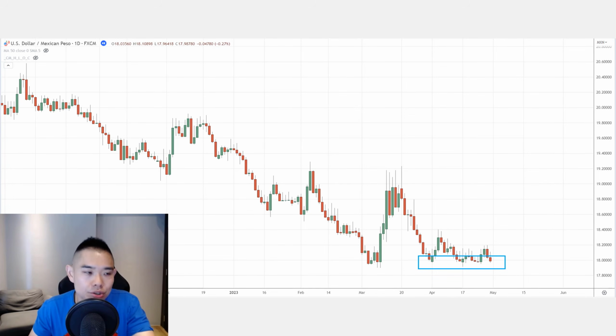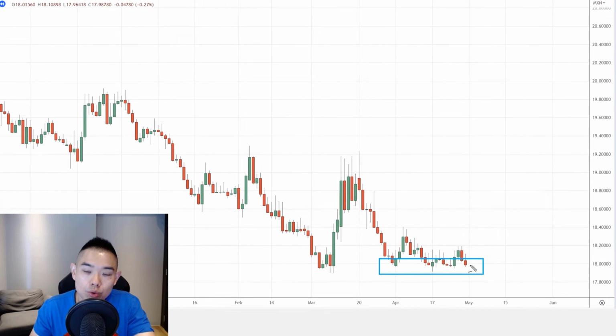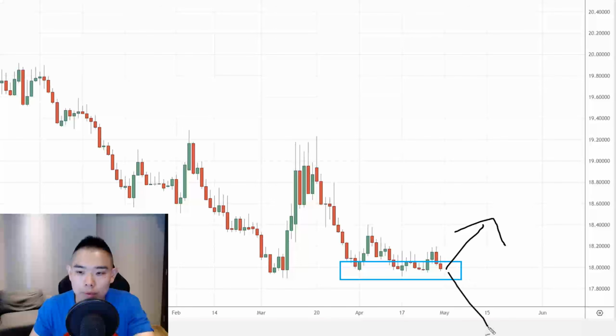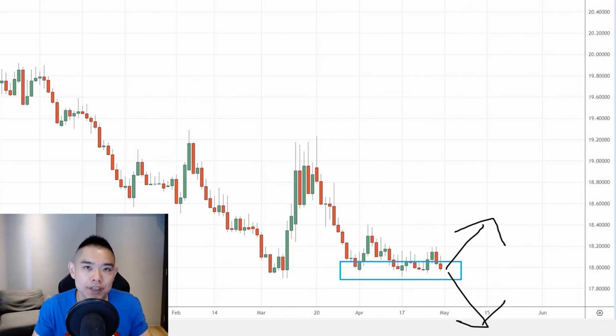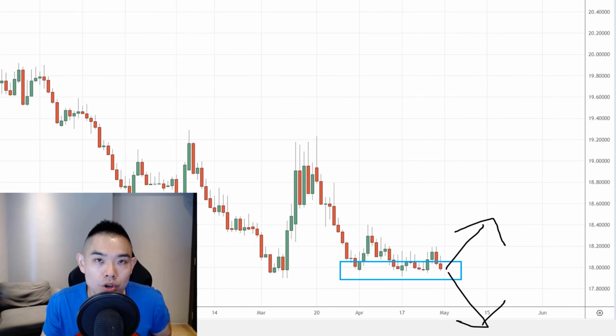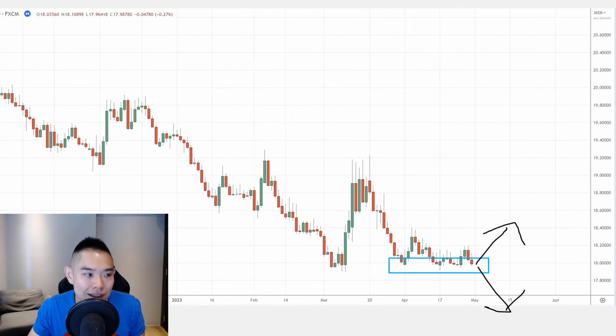So have a look at this chart over here. And let me ask you, do you think the price will reverse higher from support or will the price break down? I'll give you 5 seconds to think about this. 3, 4, 5. Okay, let's have a look at another example.